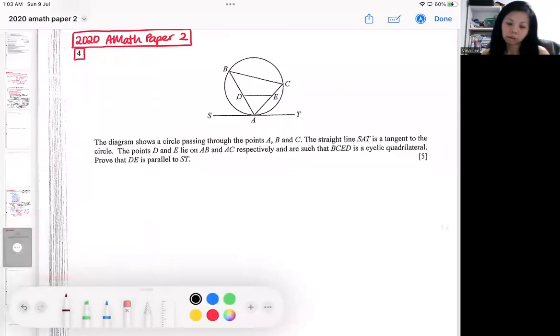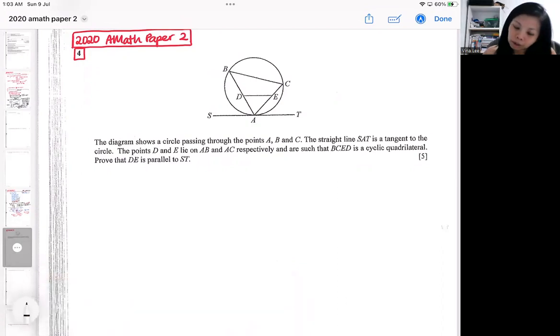Okay, so this question is on plane geometry. Before you try proving, do make sure you read the question first. The first part is that there's a circle passing through A, B, C. They already drew the circle for you, and we have a tangent.